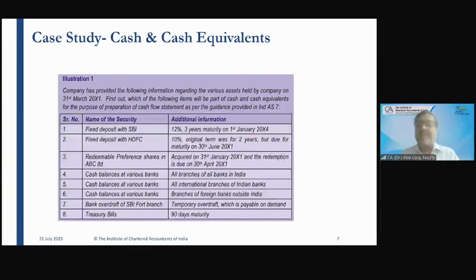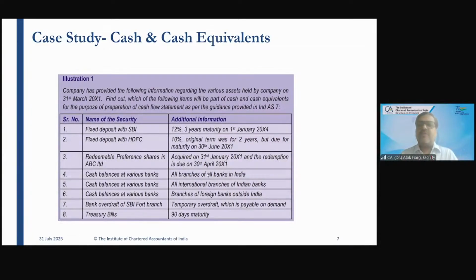Cash balances at various banks. It is obvious, sir. It is cash and cash balance. Yes, cash balances at various banks, all branches of all banks in India. It's a cash balance, it doesn't matter. Cash balance at various banks, all international branches of Indian banks. Our money is lying in branches outside. Is it a cash and cash equivalent? Yes, sir. Even though it is international, it is allowed. But if there is a restriction to receive the money from there, any local government restriction or policy changes, then we need to give the disclosure.